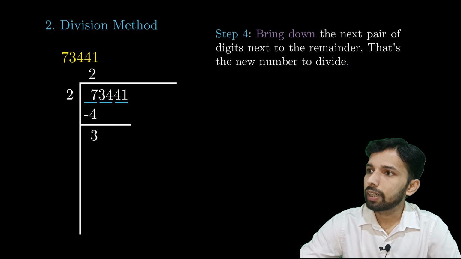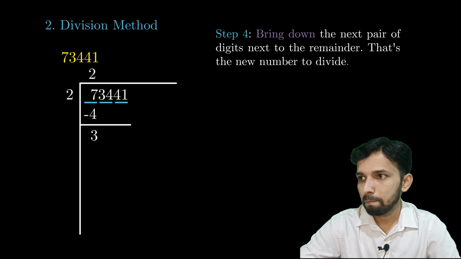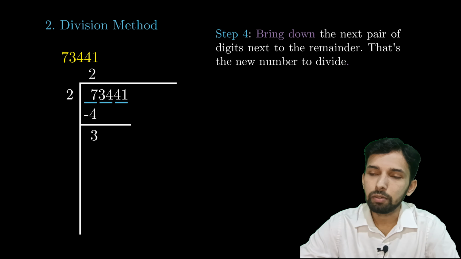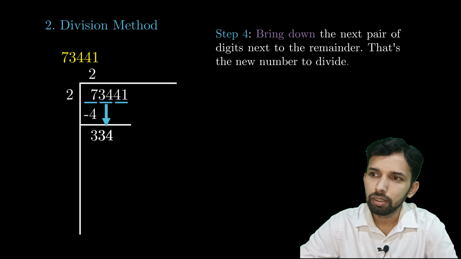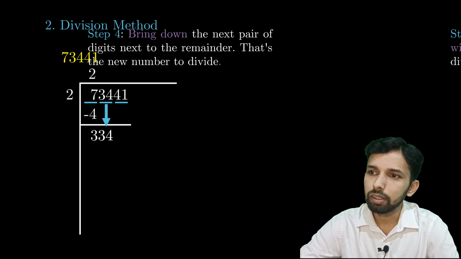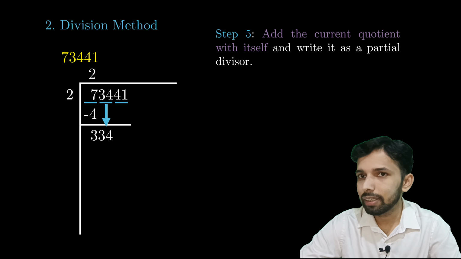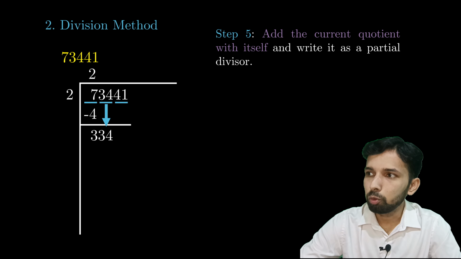Now let's move on to the next step. Bring down the next pair of digits next to the remainder. That's the new number to divide. Just like how we do division, we bring down 34 and we have the new number 334. Let's move to the next step.